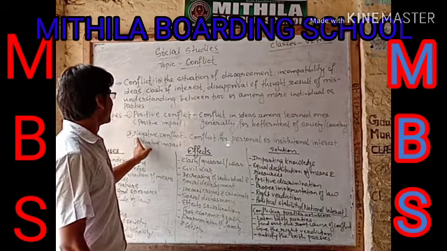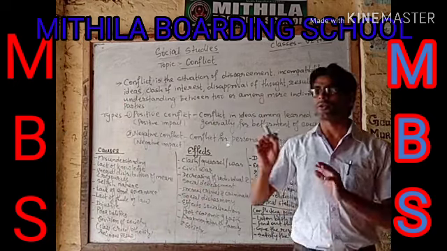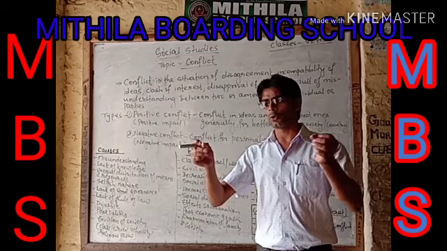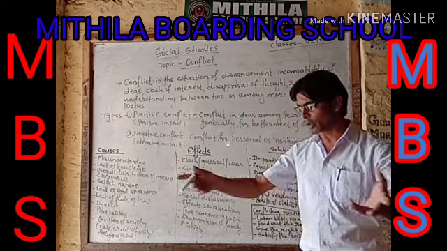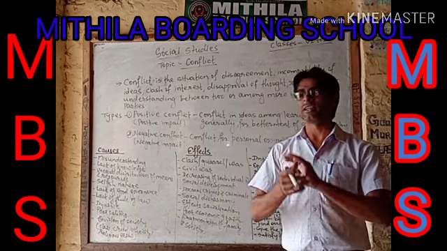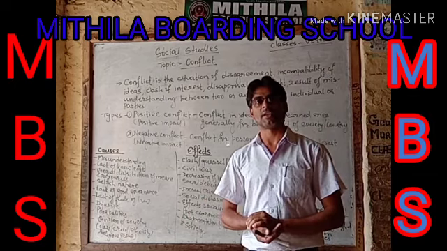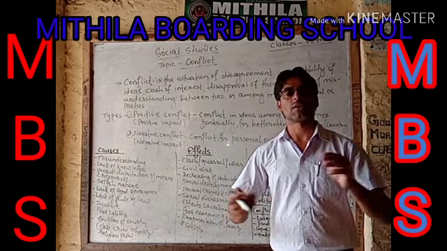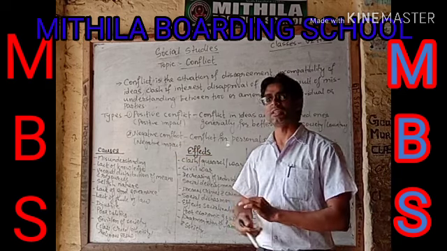Now come to negative conflict. This is the kind of conflict that we always see in our family, in our society, in our neighborhood or in the country. The whole world is in conflict. A country is in conflict, a society is in conflict, people are in conflict. But those general conflicts are negative conflict.